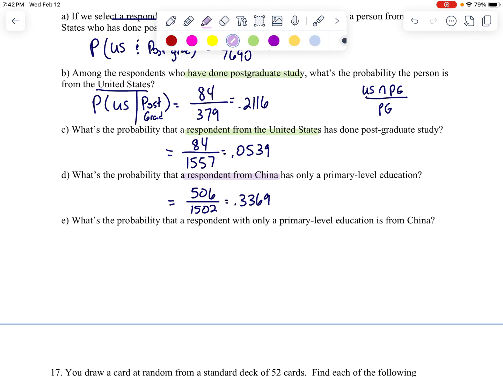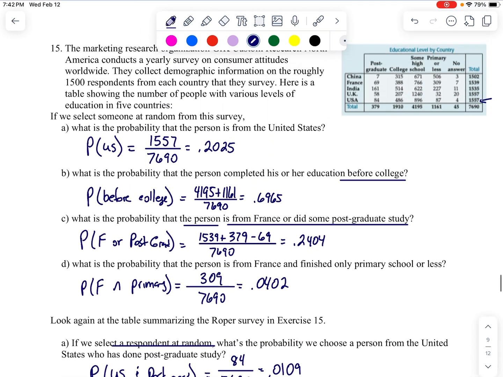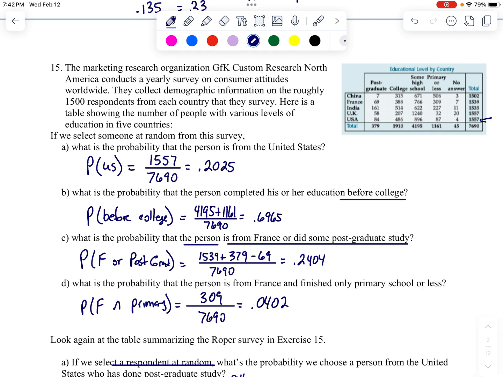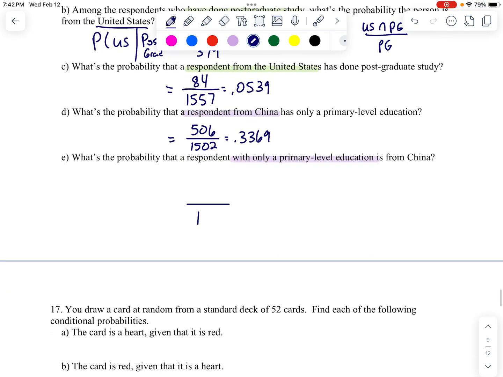And lastly, what's the probability of the respondent with only a primary level education? So a respondent with only a primary level education is from China. So they sounded very, very similar, but we're going to flip our denominators, okay? Because now we're only worried about primary. And if I come up here, primary is 1161. So my denominator is going to be 1161. And I scrolled through there too fast, but the ones that were from China are 506. So that means that we're going to roll with a 0.4358.